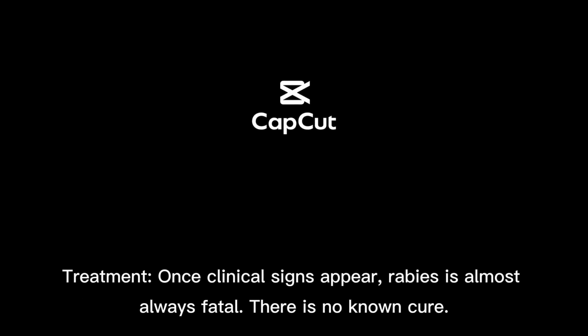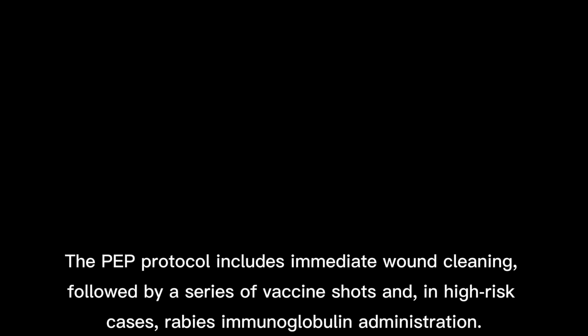Treatment: once clinical signs appear, rabies is almost always fatal. There is no known cure. Post-exposure prophylaxis (PEP) with rabies vaccine and rabies immunoglobulin is the only effective treatment if given before symptoms start. The PEP protocol includes immediate wound cleaning, followed by a series of vaccine shots and, in high-risk cases, rabies immunoglobulin administration.